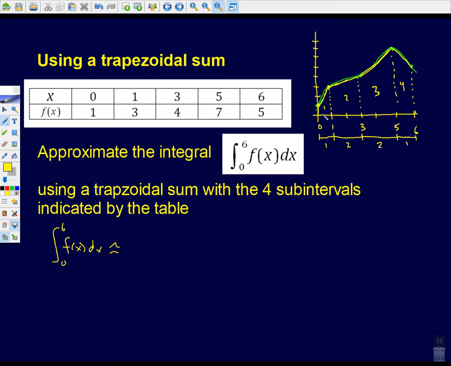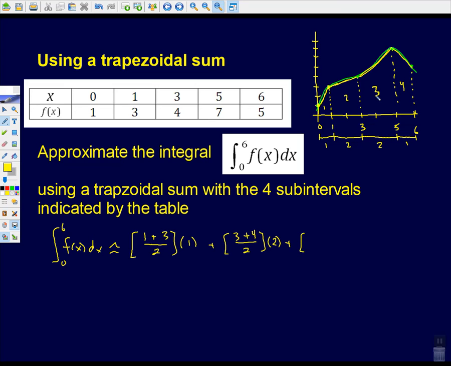So we'll take just one trapezoid at a time. The first trapezoid is going to be f of 0 plus f of 1. And I'm going to just write in the values from the table this time. So I know that f of 0 is 1 and f of 1 is 3. So I'm going to take the average of those and multiply it by the width, which is 1. In the second one, the two heights are f of 1 and f of 3. So I'm going to be adding 3 plus 4, averaging those, and this time the width of that second trapezoid is 2.